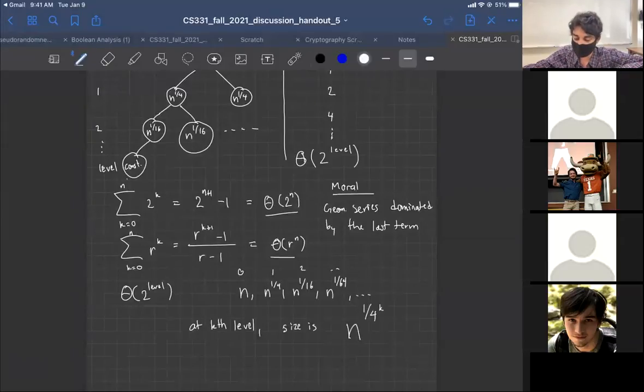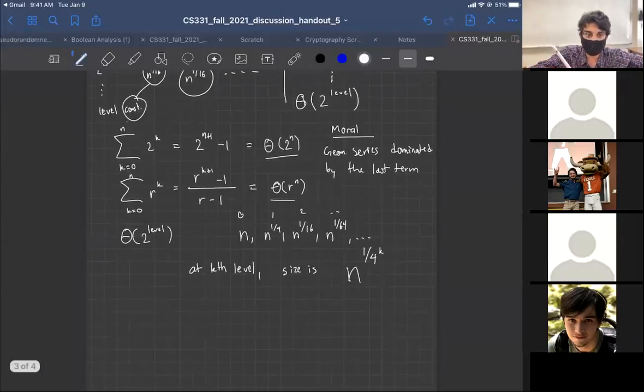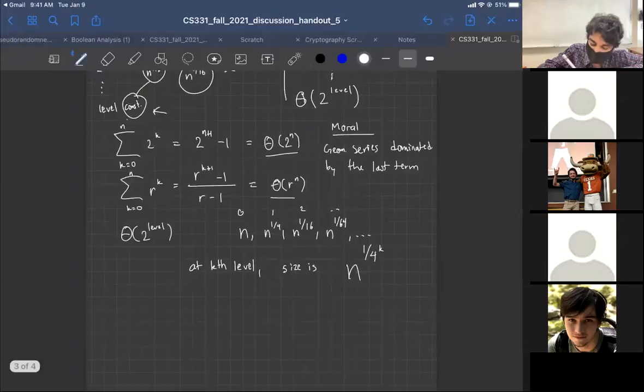So the size is n to the 1/4 to the k, and we stop when this becomes some constant factor, and then we can just brute force the problem at that point. So the idea is we stop at the level k where n to the 1/4 to the k becomes a constant, and taking the log. Remember, we want to solve for k in terms of n. We want to bring this out of the exponent. The way we do that is by taking the log.